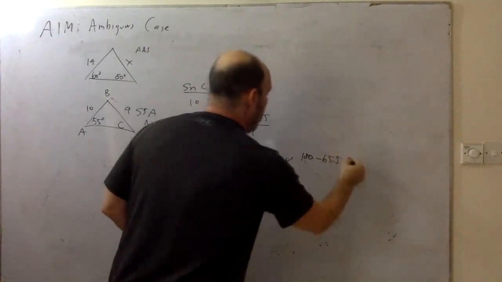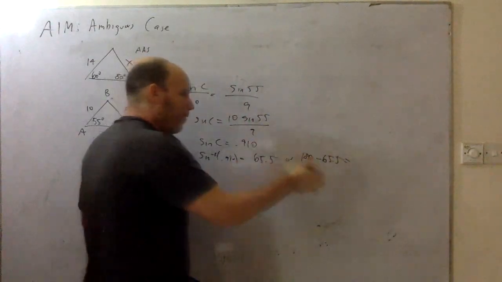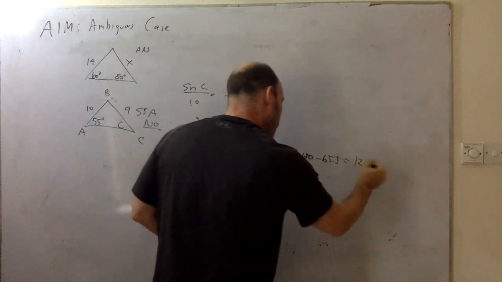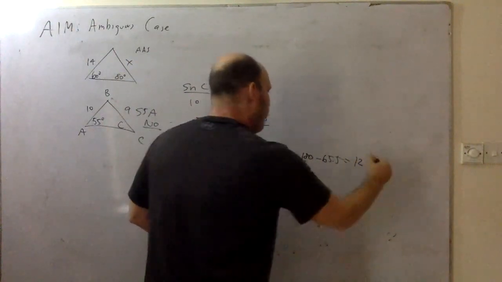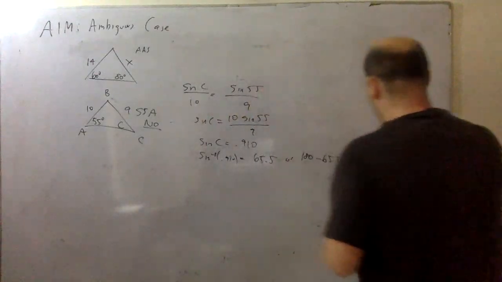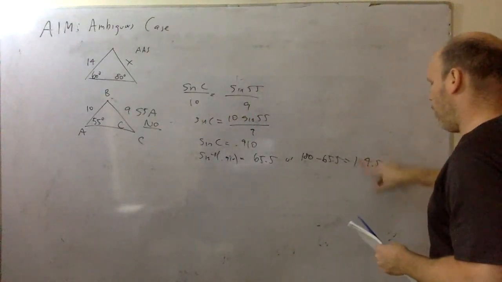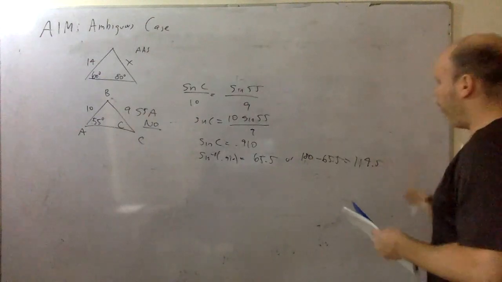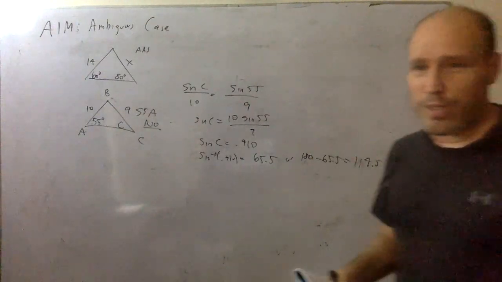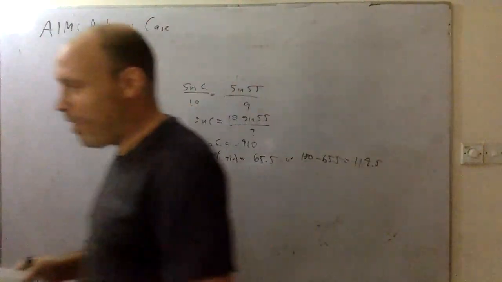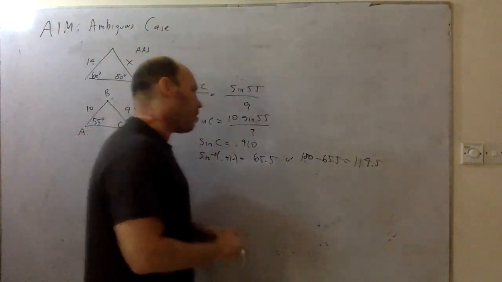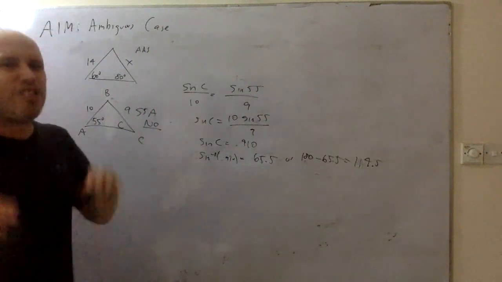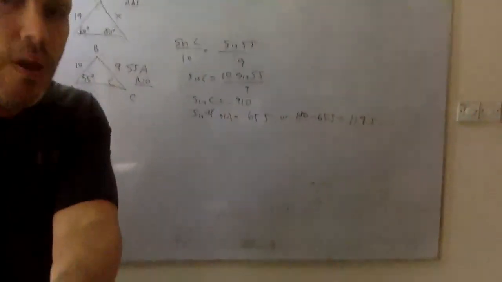And you're thinking, okay, we're done. 180 minus 65.5 is 114.5. So we think we're done, though. We're not done. These are just pains in your behind problems. They're tedious, and they want to get you on the stuff.